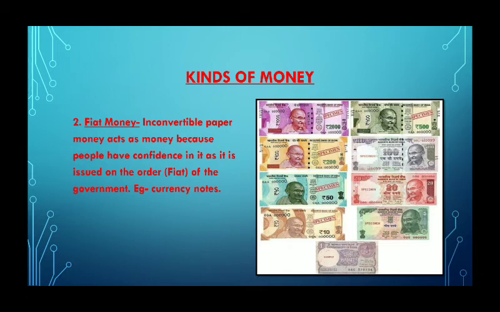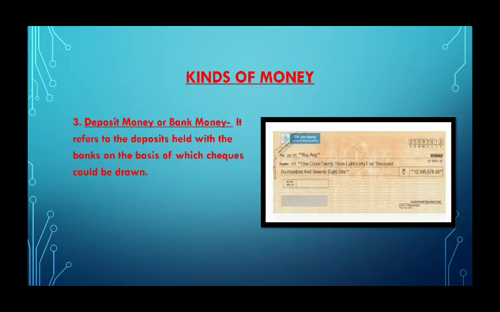Moving to the third type, which is called deposit money. Apart from the currency which we have in our hand, there is another form of money which is deposit money. Deposit money or bank money means the deposit held with the bank and on the basis of which checks can be drawn.